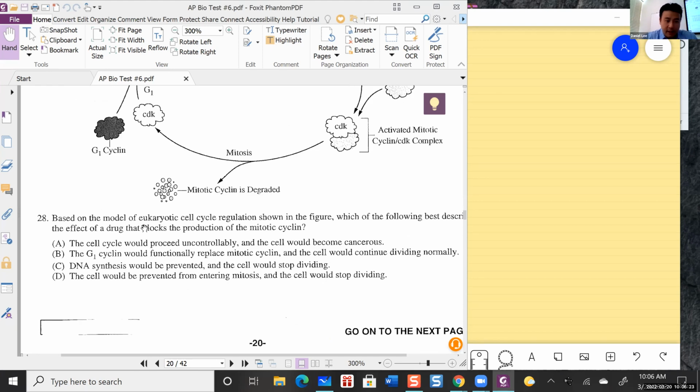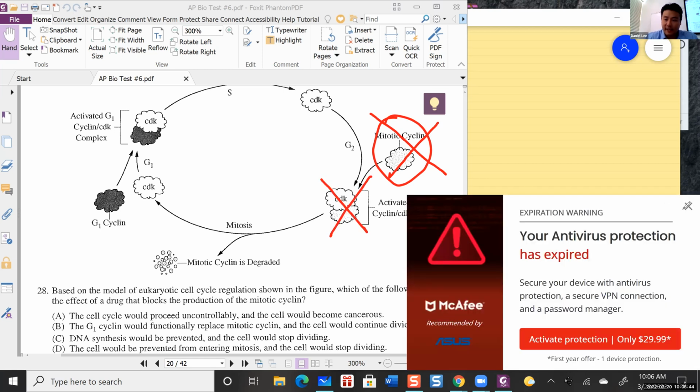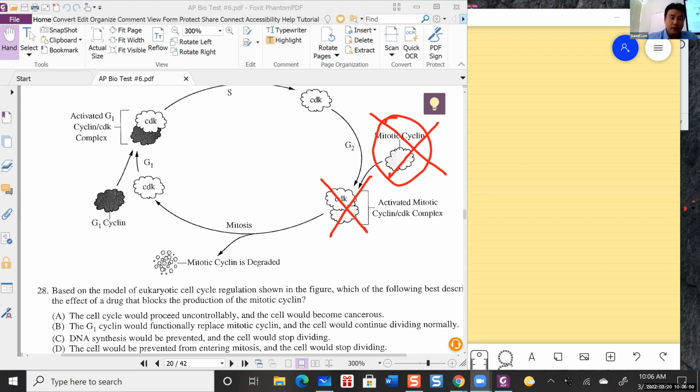So number 28. Based on the model of eukaryotic cell regulation shown, which of the following best describes the effect of the drug that blocks production of mitotic cyclin? So where is mitotic cyclin? I'm looking for it right here. Your drug is going to get rid of this. If you get rid of this, then there is no activated cyclin CDK, and if there's no activated cyclin CDK, you're not going to be able to enter mitosis. So these drugs prevent mitosis. If you block production of the cyclin, then there's no mitosis.